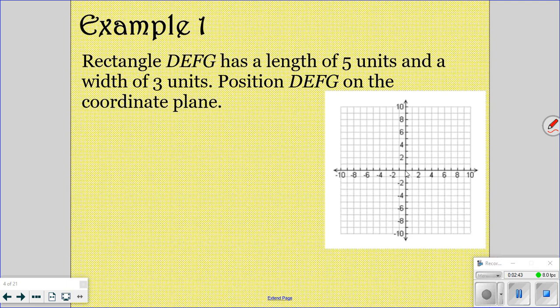The best place to put it is going to have one vertex on the origin. You don't have to, but that's going to be the best place to put it. So if y'all did that, that's good. It's going to make it easier whenever it comes time to actually work with your drawings on the coordinate plane. So that's the one that I did. You do need to label your vertices, and it has a length of 5 and a width of 3. Okay?